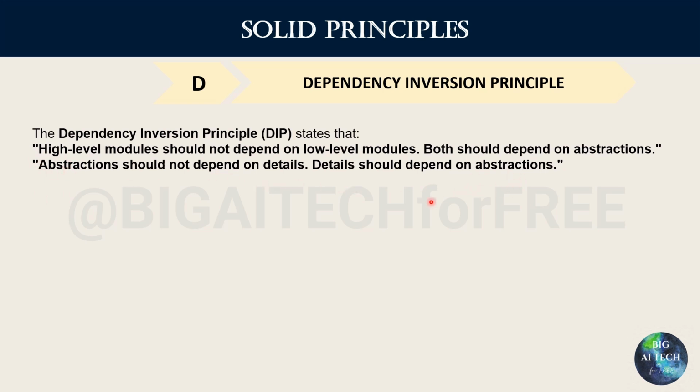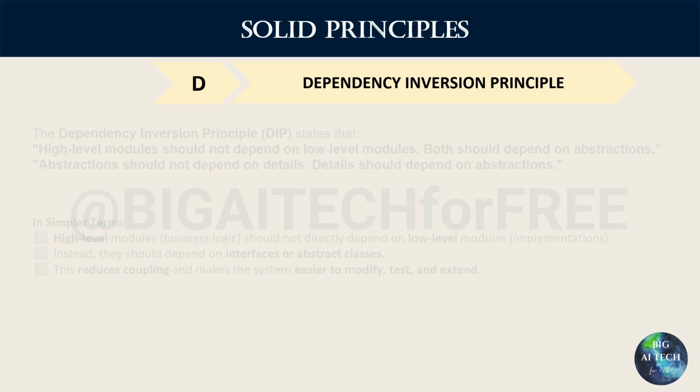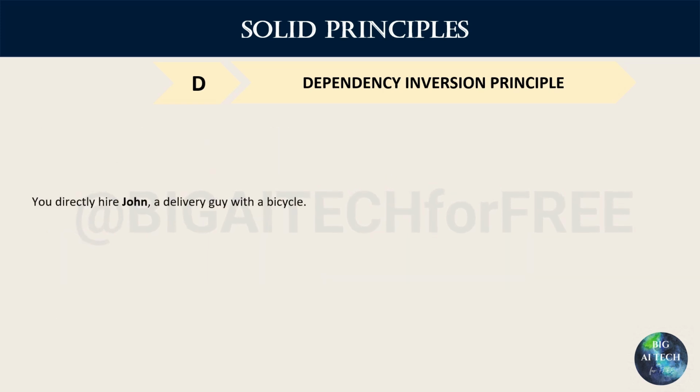In simpler terms, high level modules should not directly depend on low level modules like implementations, right? Instead, they should depend on interfaces or abstract classes. This reduces coupling and makes the system easier to modify, test, and extend. If you want, take a screenshot of this page and keep it. Let's take an example, which is a violation.